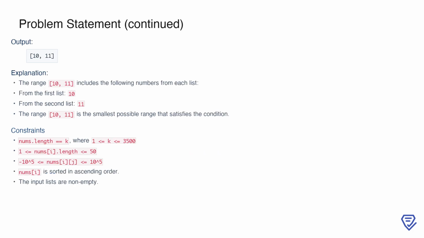To elaborate on the constraints, the problem allows for a wide range of possibilities. The number of lists, k, can be as small as 1 and as large as 3500. Each list can contain between 1 and 50 integers. The integers themselves can range from -10^5 to 10^5. All lists are guaranteed to be sorted in ascending order, and no list is empty. These constraints imply that the solution must be efficient enough to handle up to 3,500 lists while processing elements that span a wide numerical range. The algorithm must also handle cases where the input lists are highly unbalanced in size or contain overlapping ranges.